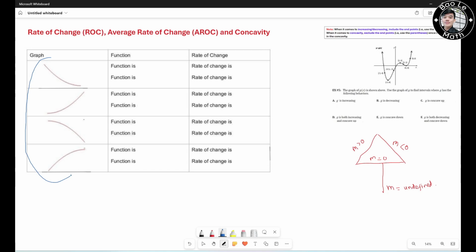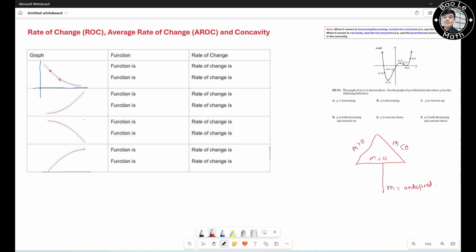If you're given a graph like this, and the question asks you to determine if the function is increasing or decreasing, and if the rate of change is negative or positive, or increasing or decreasing, how do we do this? So let's take a look at this one. Suppose you have the graph like this. Now, you get the x and y coordinate. Now I pick two points. You see that the graph is going down.